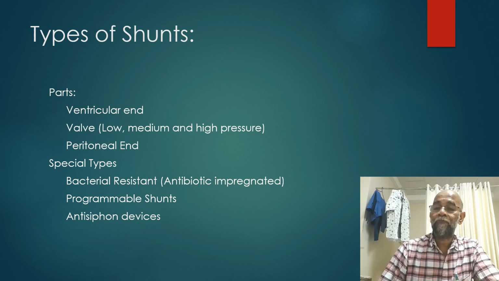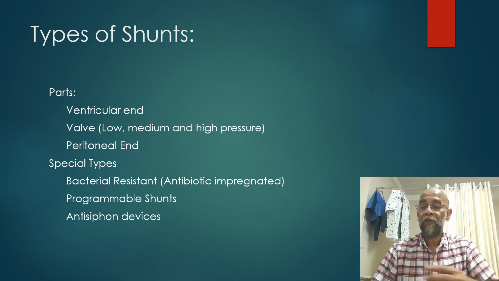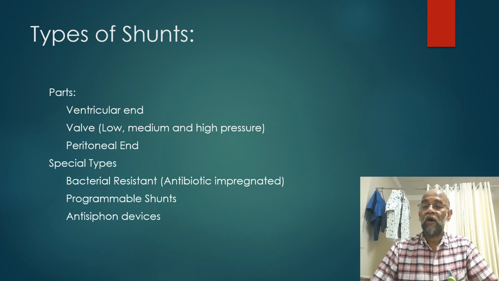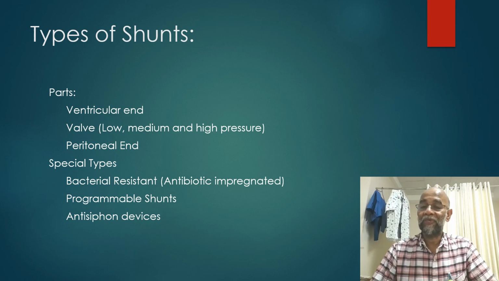What is a shunt? It's an assembly of tubes for draining cerebrospinal fluid from ventricles to other body cavities. So it has a ventricular end, which is passed usually into the lateral ventricle. This ventricular end is connected with a valve, which might be low, medium, or high pressure. And in a ventriculoperitoneal shunt, the valve is continued down as a tube, which is the peritoneal end, the end of which is deposited in the peritoneal cavity.